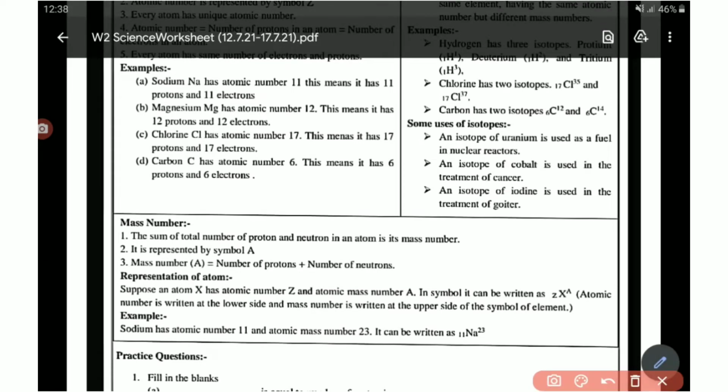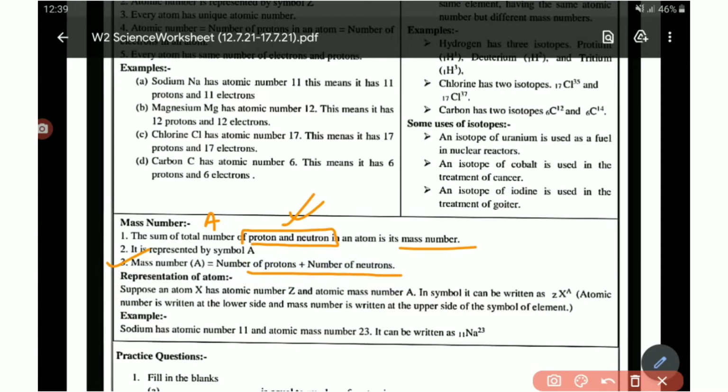Mass number, see how it is represented, A. So do not get confused. A is not the atomic number, it is mass number. It is the sum of total number of protons and neutrons. We all know protons and neutrons are present in the nucleus. So we can say all the mass of the atom is concentrated in the nucleus. Why? Because both protons and neutrons lie inside the nucleus. So sum of total of protons and neutrons is called mass number, represented by A. So the formula will be mass number is equal to number of protons plus number of neutrons.